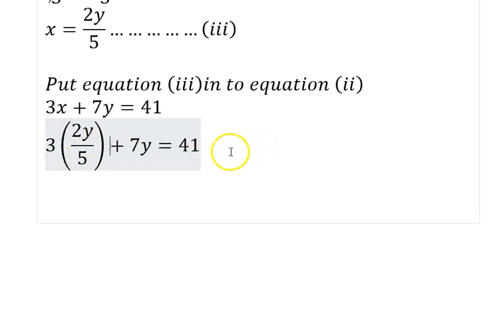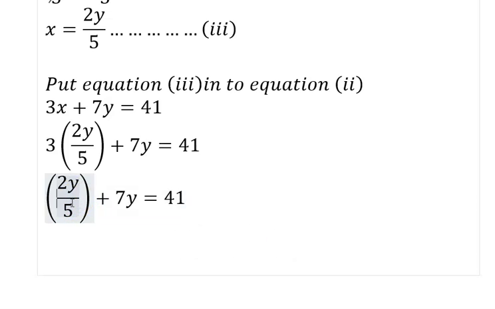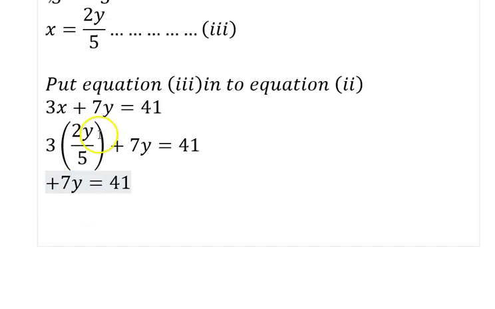Awesome. So with this, let's see what we can do. Awesome. So let's multiply this numerator. 3 times 2y will give us what? 6y. So here we now have 6y over 5.